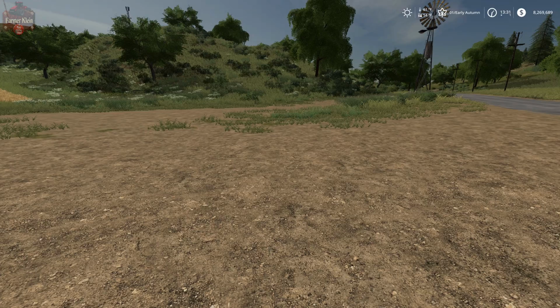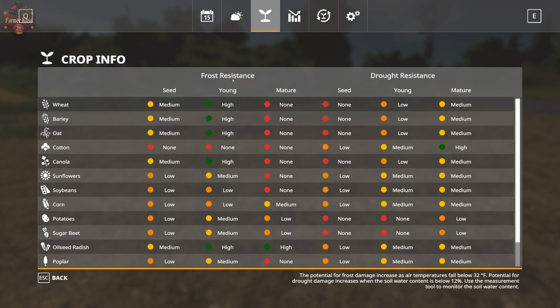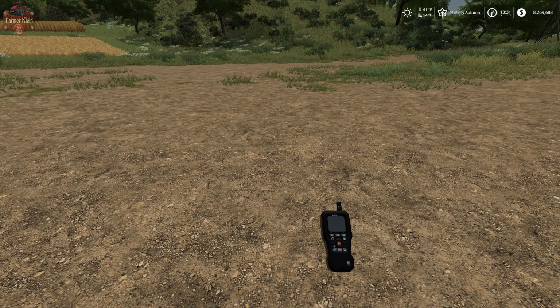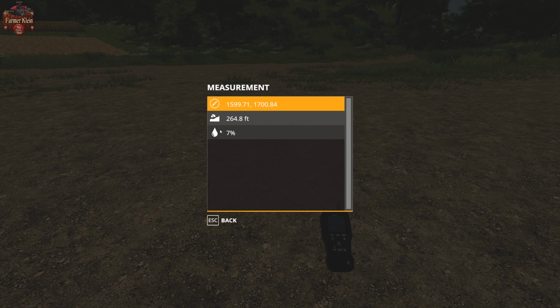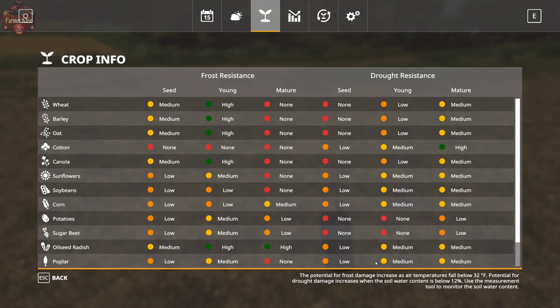So, go to our Seasons menu. Of course, we have planting and harvesting. Then we have our drought and frost resistance. Now, notice down here the potential for drought damage increases when the soil water content is below 12%. So, as we were measuring, we have a ground moisture of 7%, well below that threshold of 12%.